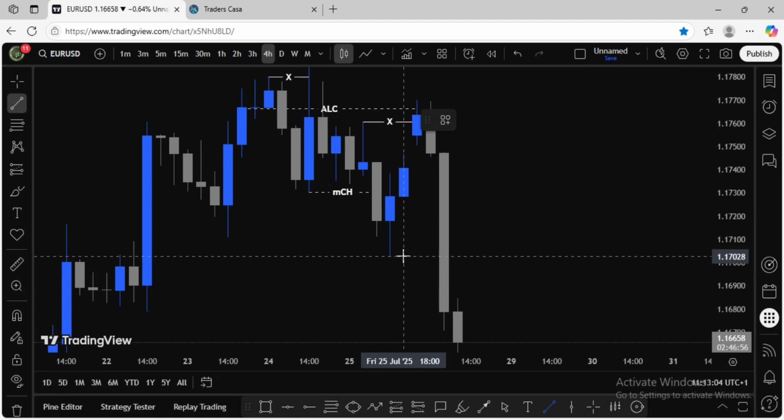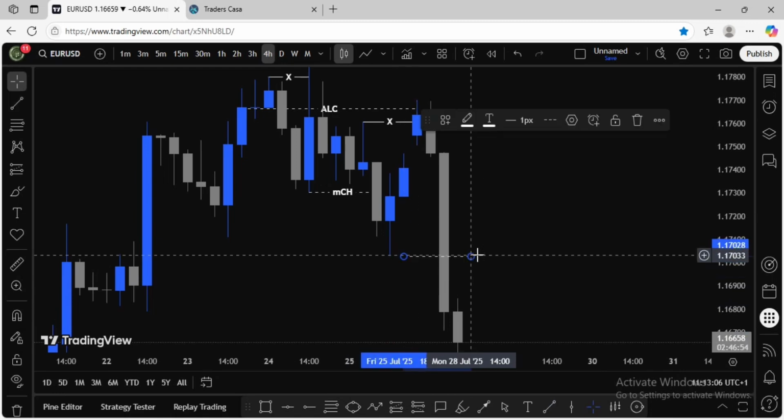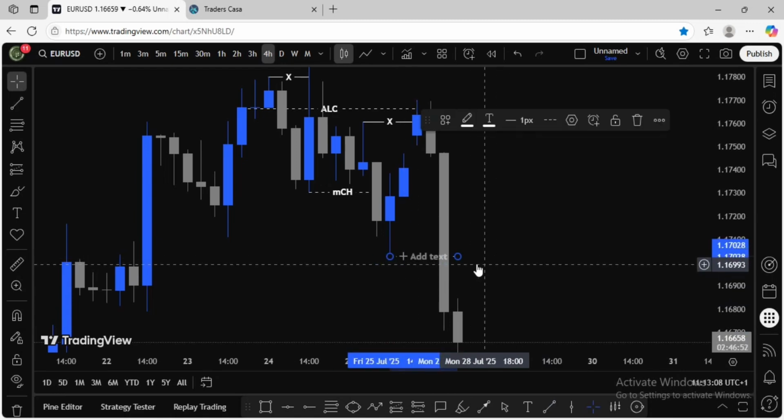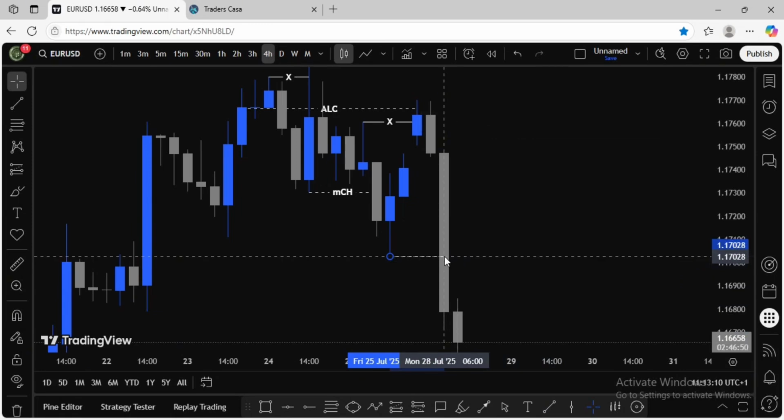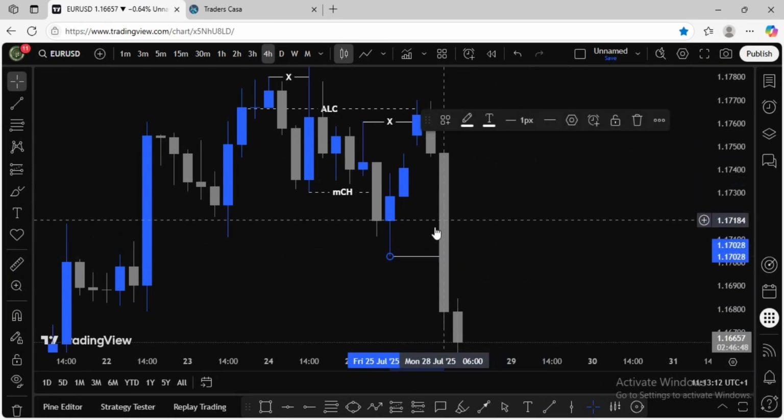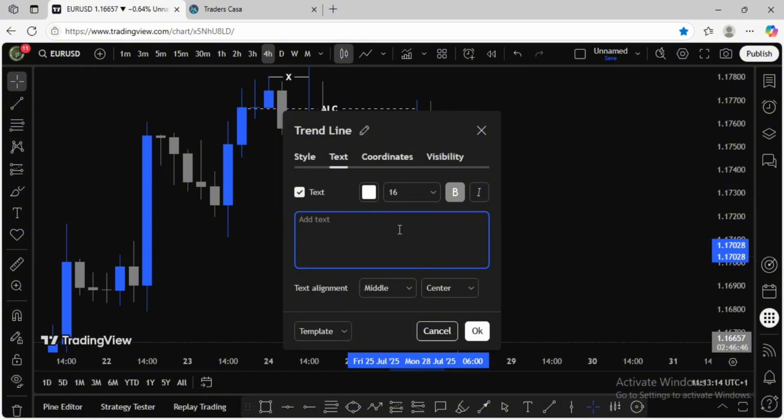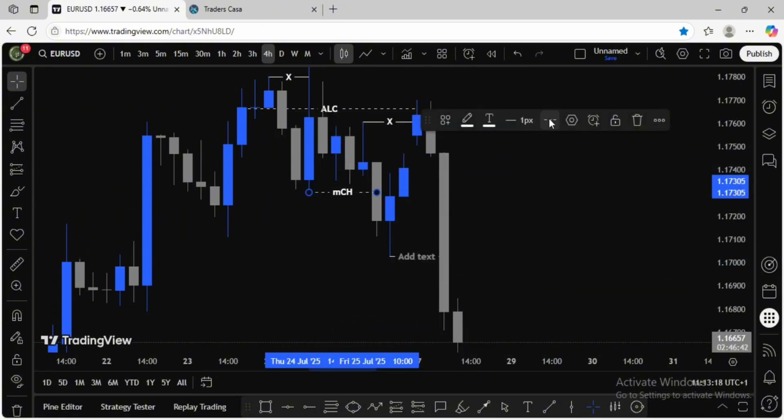So we have a break of structure over there. So I'll just indicate it as B. Yeah. Break of structure is a normal line. I told you, it's only alchemists that use dash line. So that is B, our break.